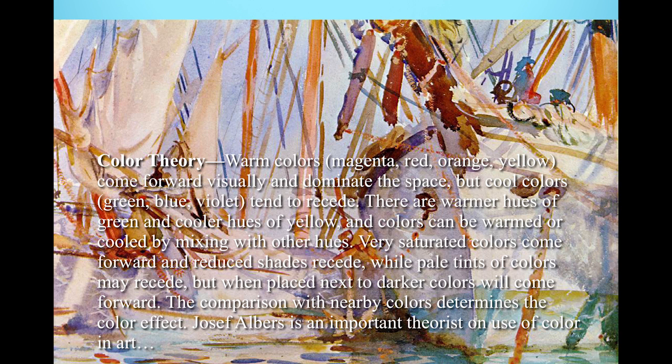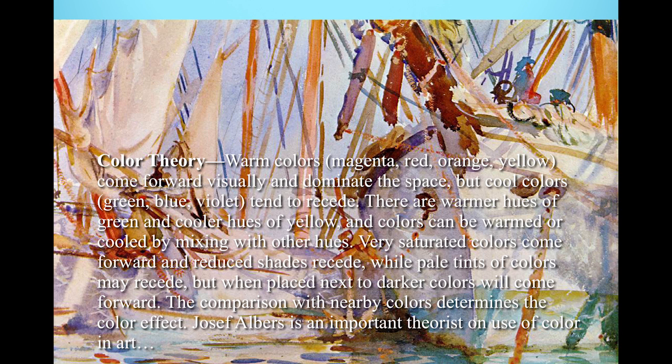Also, we use color theory of using warm and cool colors, different kinds of color aspects to determine how we see something. So warmer colors like magenta, red, orange, and yellow will come forward visually and dominate the space, but cool colors like green, blue, and violet tend to recede.